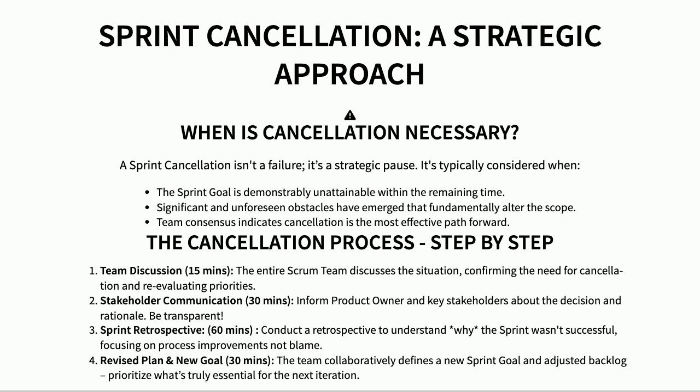Following that, we'll conduct a retrospective, not to point fingers, but to learn what went wrong and how we can improve our process moving forward. Finally, we'll work together to set a new sprint goal and prioritize the most important backlog items for the next iteration. It's about adapting and delivering more value overall.